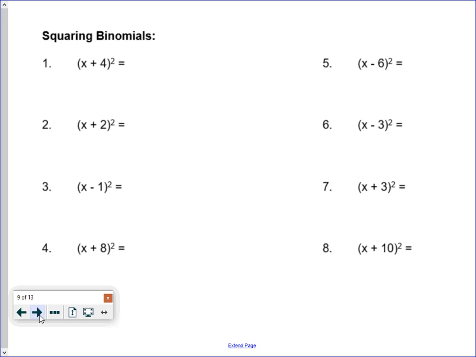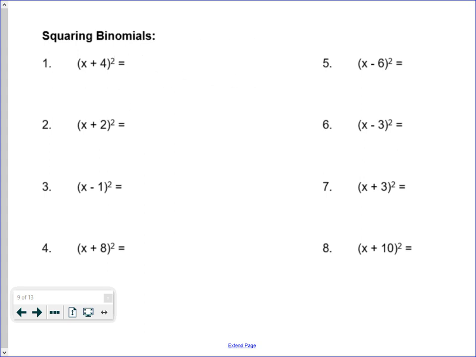Now we're going to talk about squaring binomials. The one thing I want to talk about here is something I see a lot of students do, and a lot of people in general, which is that they try to take this square and distribute it out. So I make a warning: x plus 4 squared is not x squared plus 16. You cannot distribute that squared into each of those terms. That's not correct. X plus 4 all squared is not x squared plus 16.